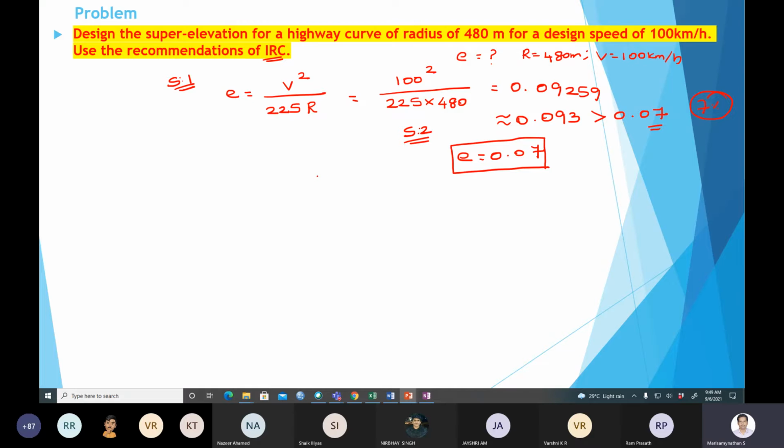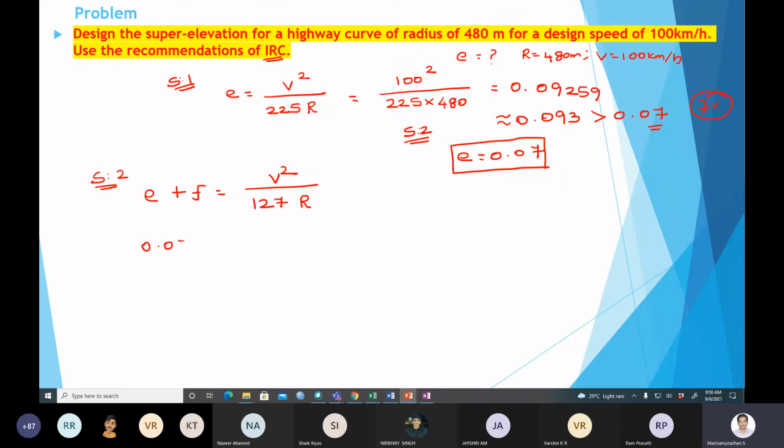So in this case, the super elevation we are providing is with respect to the radius 480 and the speed 100. But when we are not providing as per the design value, we are providing with respect to the IRC recommendation. So the F value needs to be revised or rechecked. So E plus F is equal to V squared divided by 127 into R. So this is the equation.